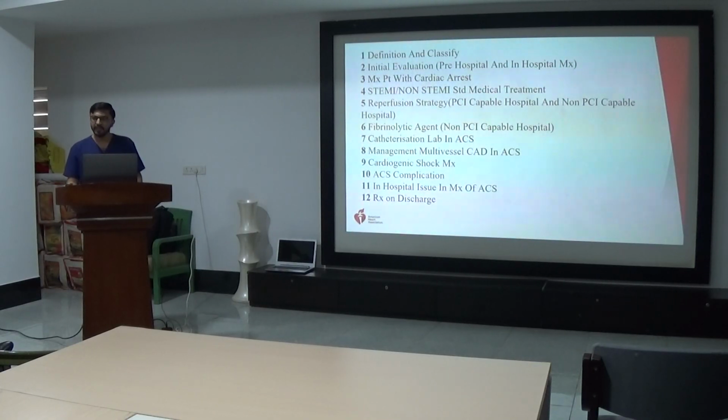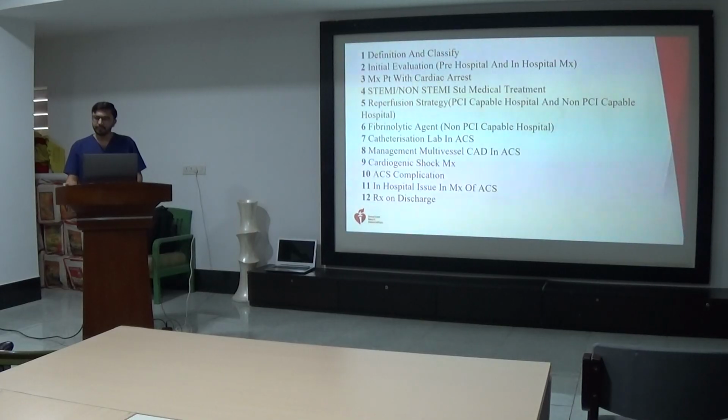So basically we all know that acute coronary syndrome is an atherosclerotic process: plaque formation, plaque erosion, plaque rupture, ultimately ending up with thrombosis. That is the inflammatory condition. So it will compromise the myocardial flow.